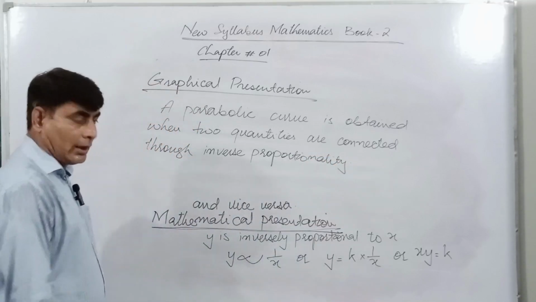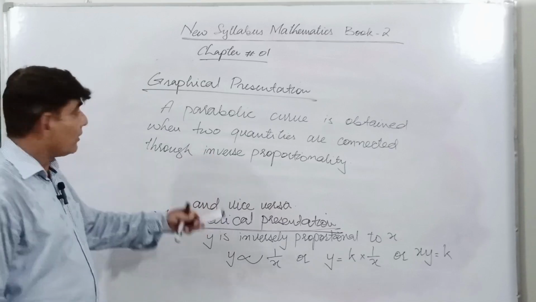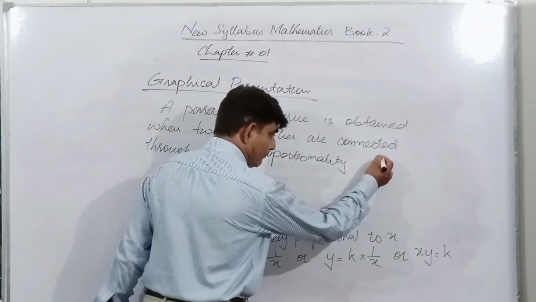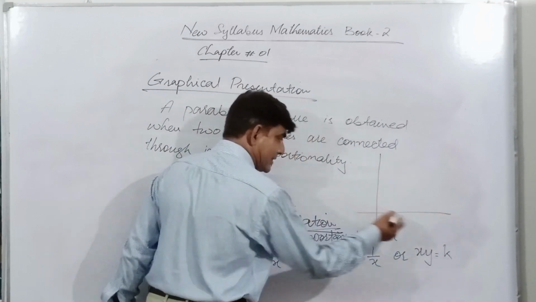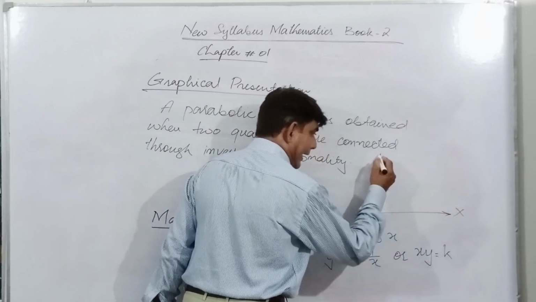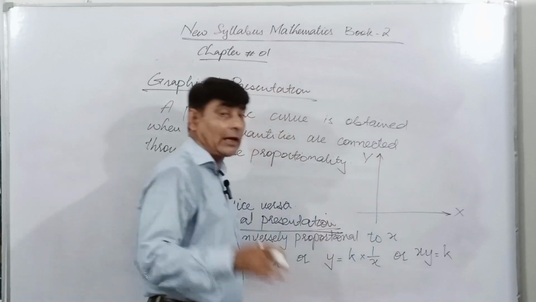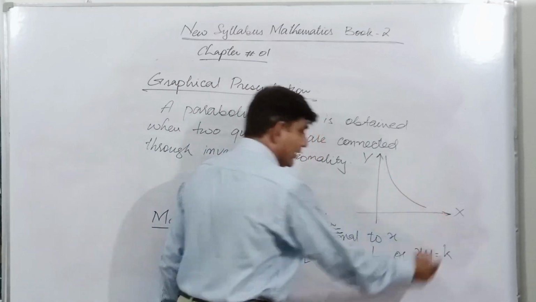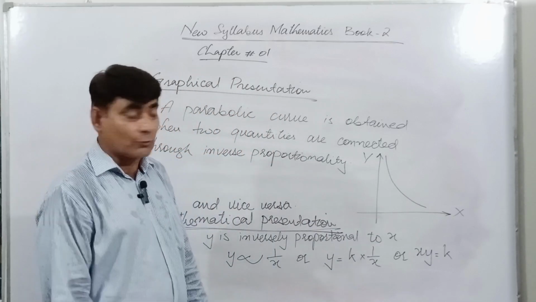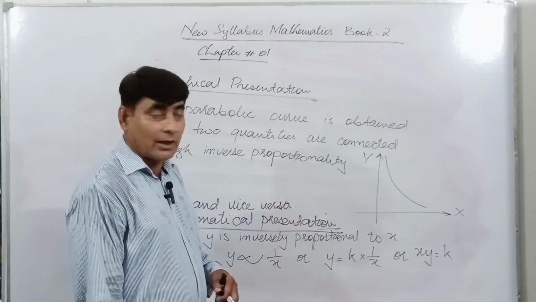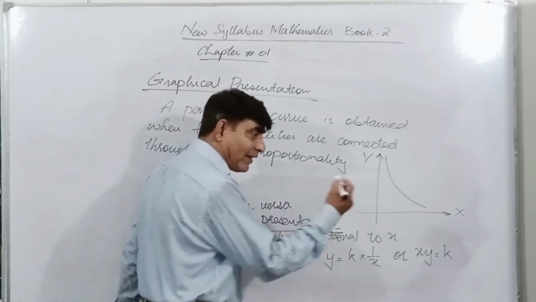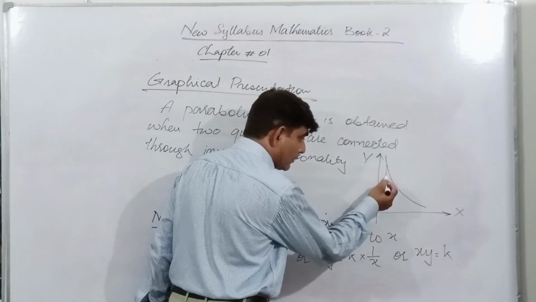Sketch the graph for inverse proportionality. Listen, draw two axes, x and y, and a parabolic curve. We can draw like this. This is a parabolic curve. So what does it show?